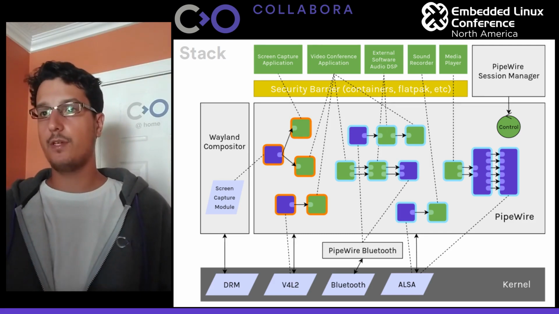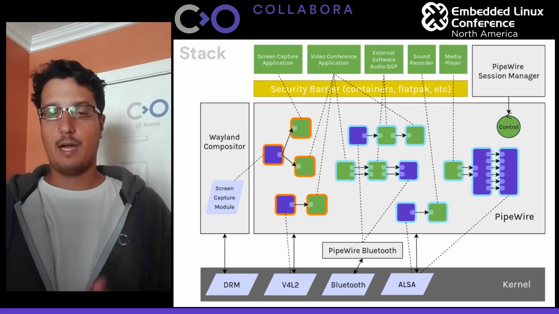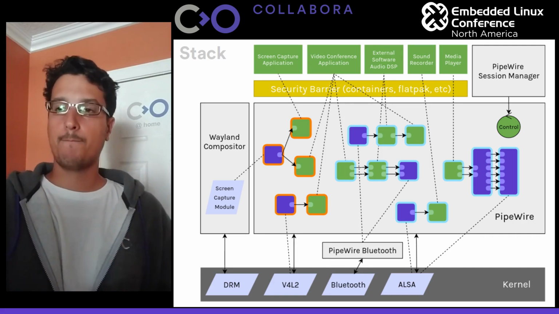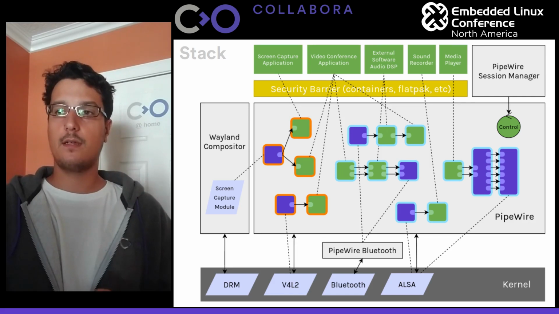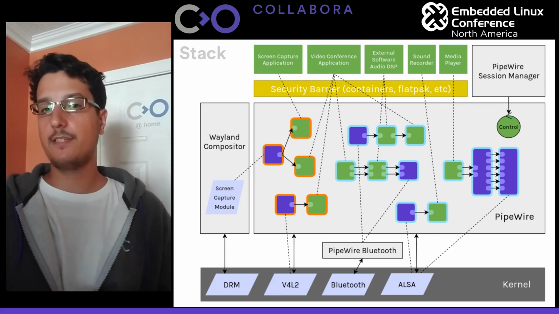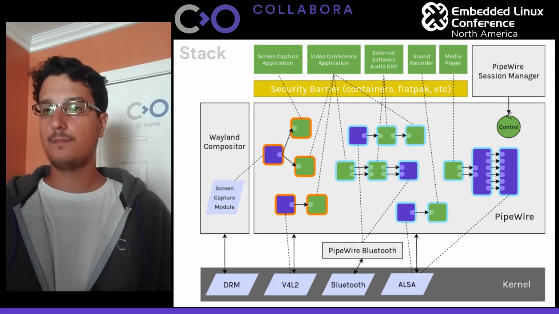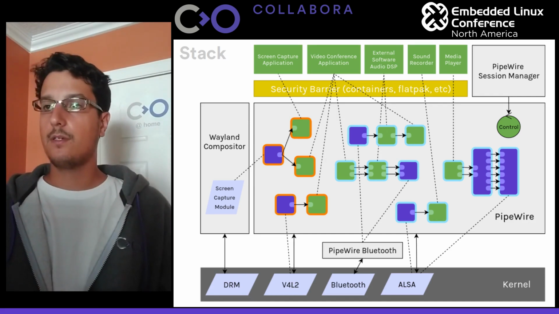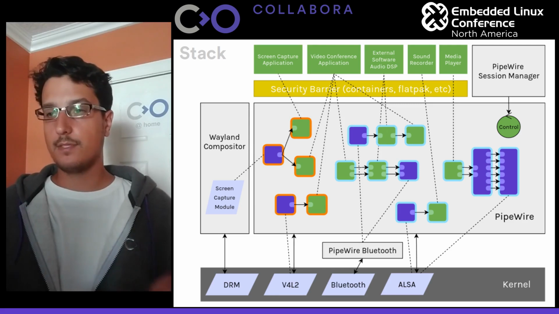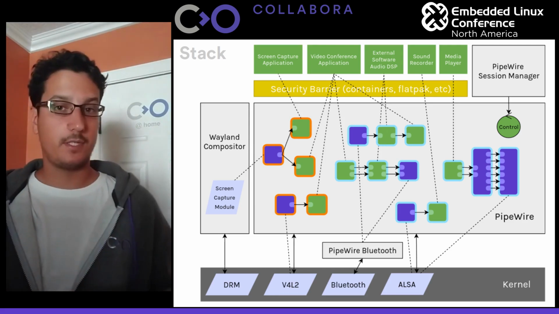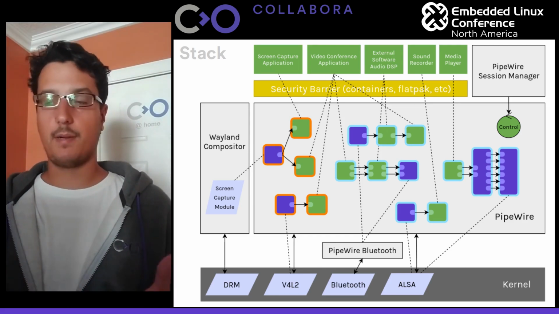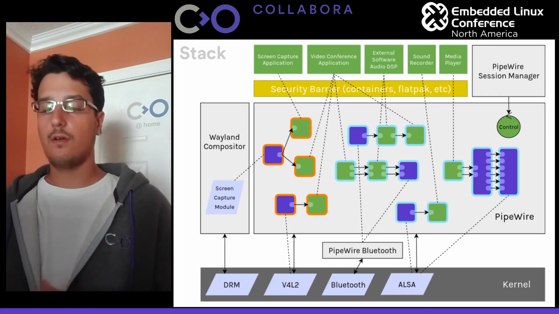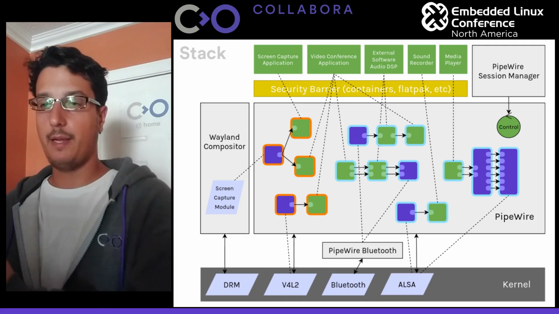So for example, if you want to screen capture our desktop, the application would connect to the Wayland source to receive buffers, and then record them. Or, for example, if you want to play music with a music player, that music player would connect to the audio sink processing element of PipeWire, and it would play.